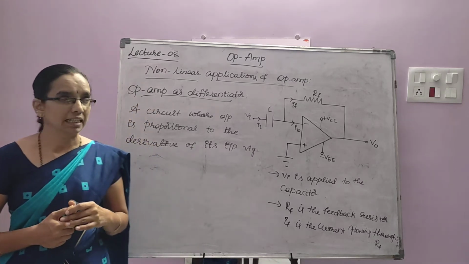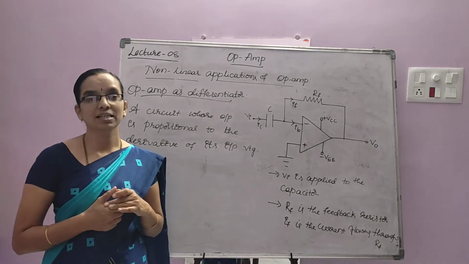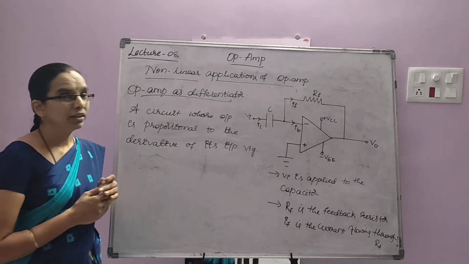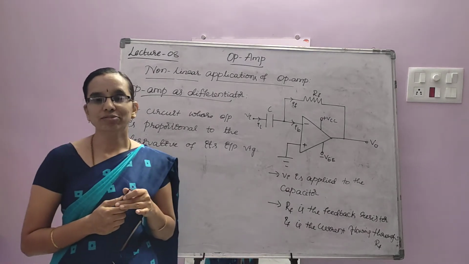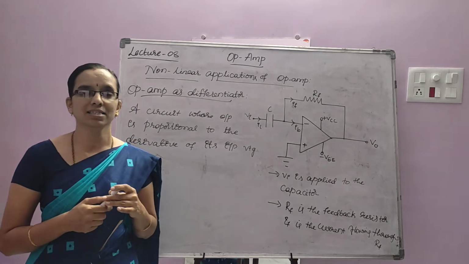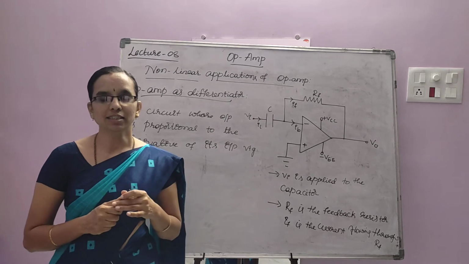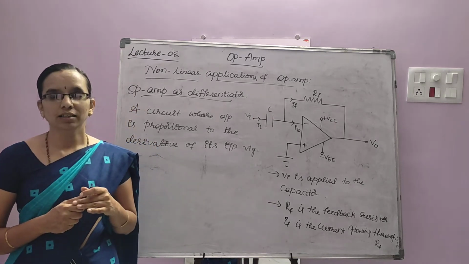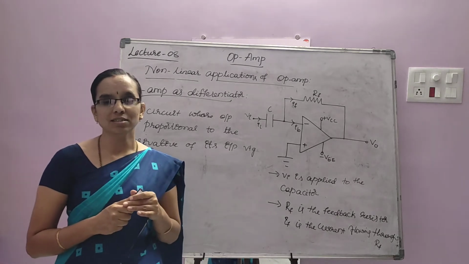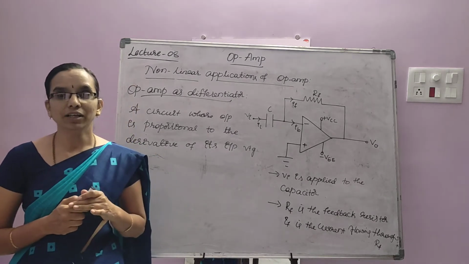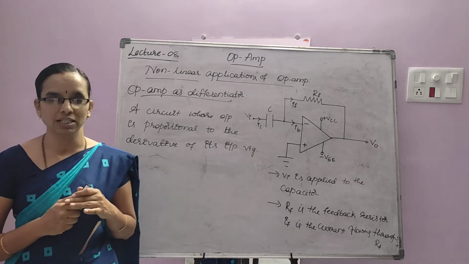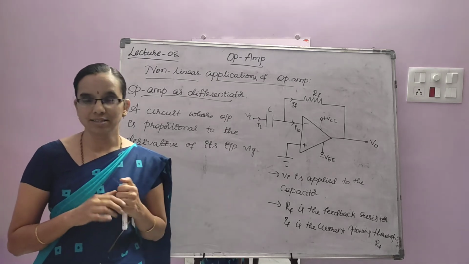In today's session, in continuation with the op-amp applications, we'll go to non-linear applications of op-amp. Till the last class, we have gone through linear applications of op-amp. In that, we have studied op-amp adder and subtractor circuits. In those circuits, we have used only the passive element, that is resistors. Using resistors, we have derived the expressions for output voltages of op-amp adder and subtractors.